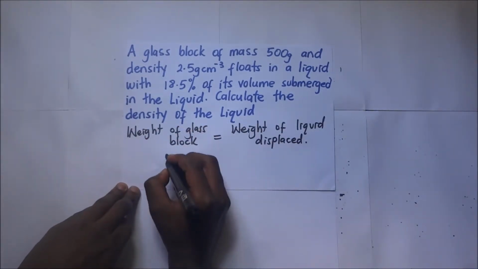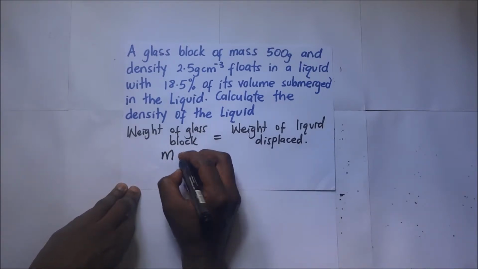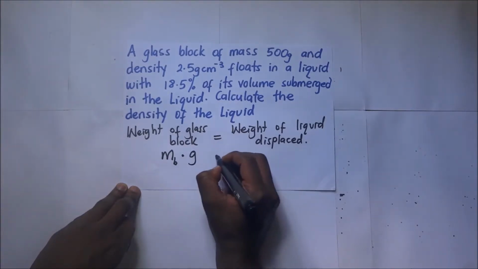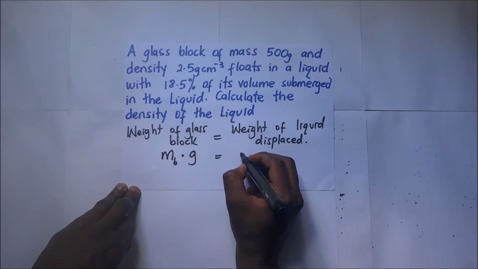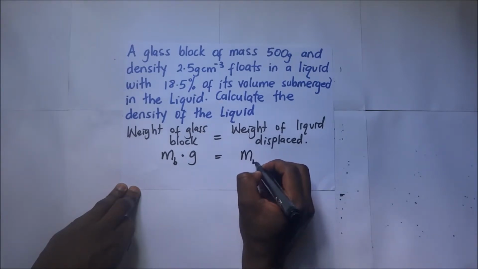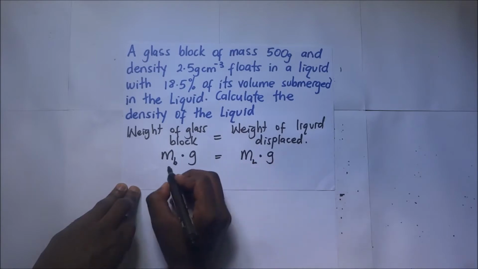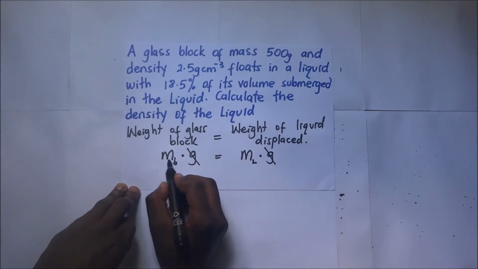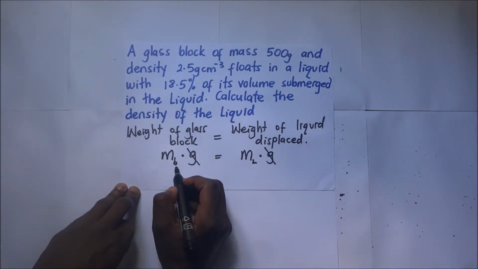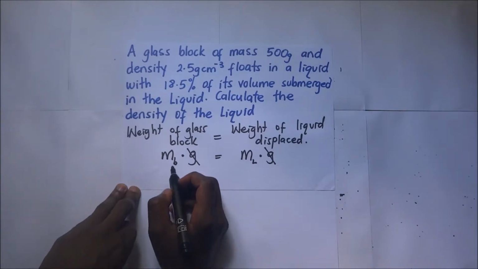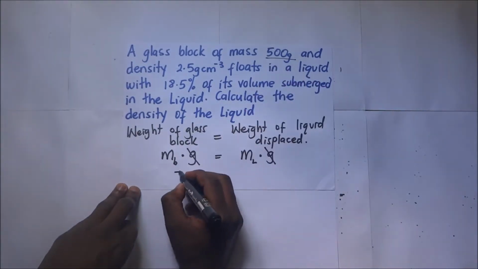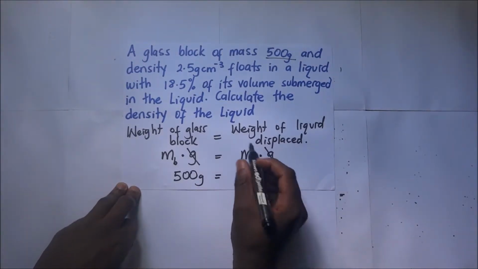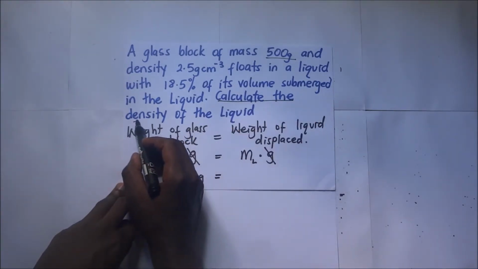So the weight of the glass block is given by the mass of the glass block, let me call it mass of B, multiplied by the gravity. This is equal to the weight of the liquid displaced, which is the mass of the liquid displaced multiplied by the gravity. So the g's are going to disappear. Then you find that the mass of the glass block is 500 grams according to our question, so 500 grams is going to be equal to the mass of the liquid. Now remember that we were interested in finding the density of the liquid.